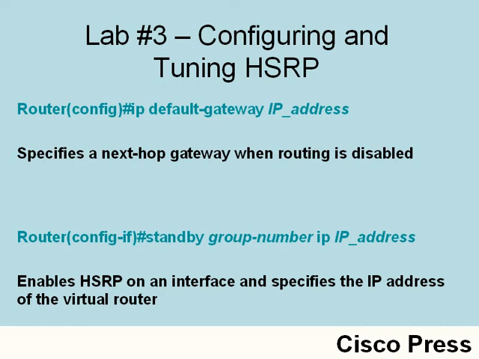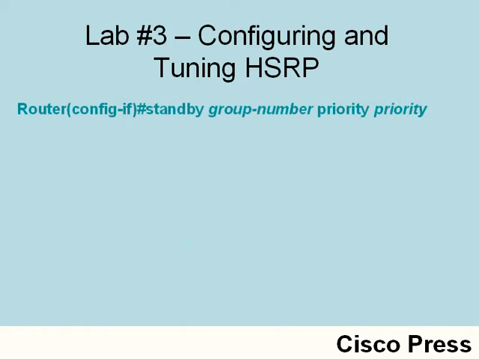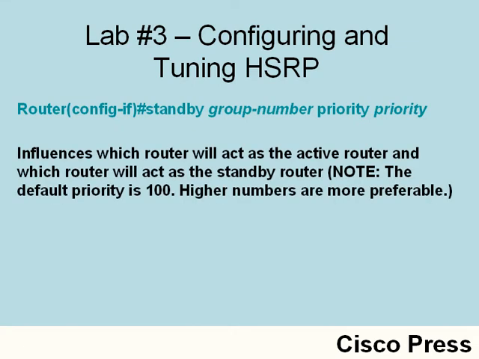This same command will also be given on router R2. They will both be maintaining the same virtual IP address, but we wish to influence which router is going to be the active router to begin with. We want router R1 to be that active router. We can make that happen by giving this command.